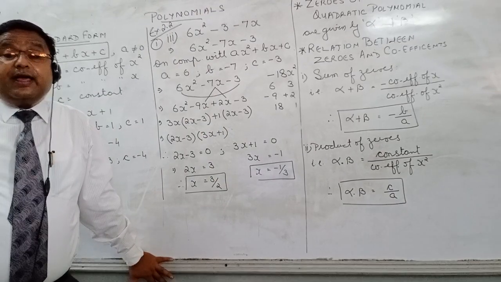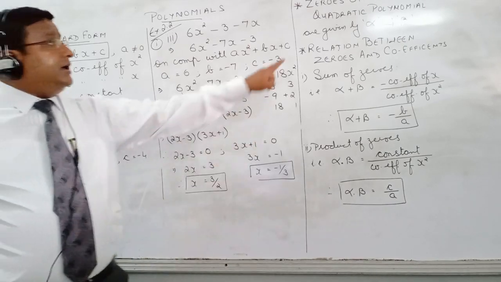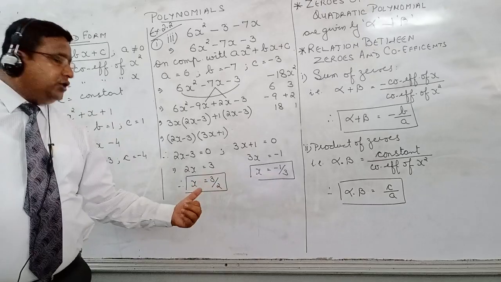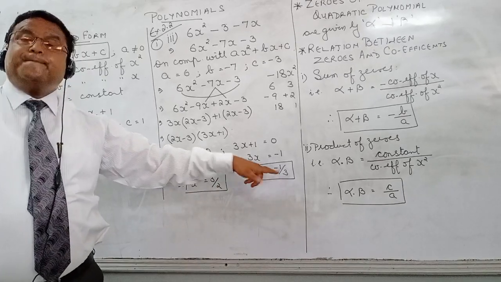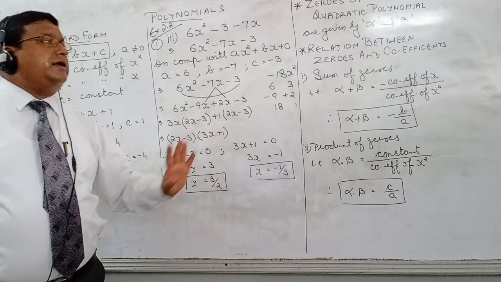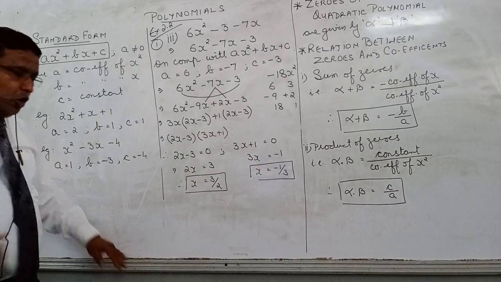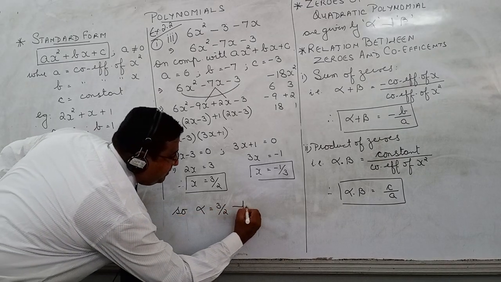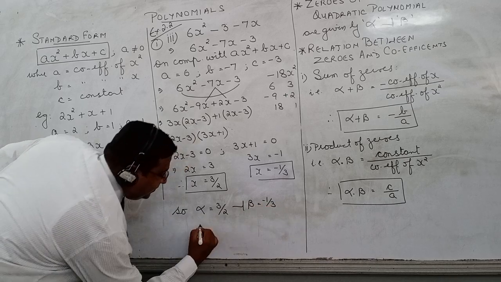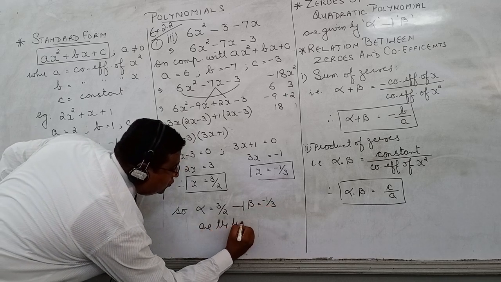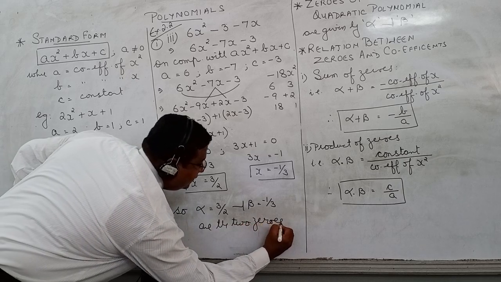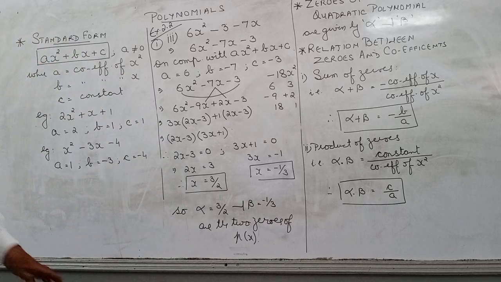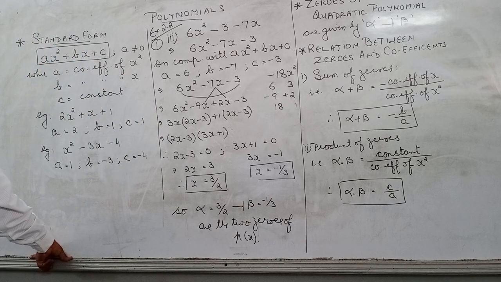And we have a specific name. What is that specific name? Alpha and beta. So one of them can be alpha, the other one can be beta. So alpha can be 3 by 2, beta can be minus 1 by 3. Or beta can be 3 by 2, alpha can be minus 1 by 3. So alpha is equal to 3 by 2 and beta is equal to minus 1 by 3 are the two zeros of the polynomial. These are the two zeros.